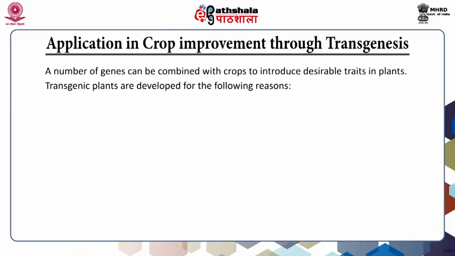Genetic engineering also finds application in crop improvement through transgenesis. Crop plants have been the focus of genetic engineering as efforts are being made to improve the traits of plants. Transgenic plants are developed for the following reasons. Gene insertion may result in improvement in the agricultural or commercial value of a plant. Transgenic plants can act as living bioreactors, facilitating production of commercially important proteins or metabolites. Transgenic plants help in understanding the function of different genes.